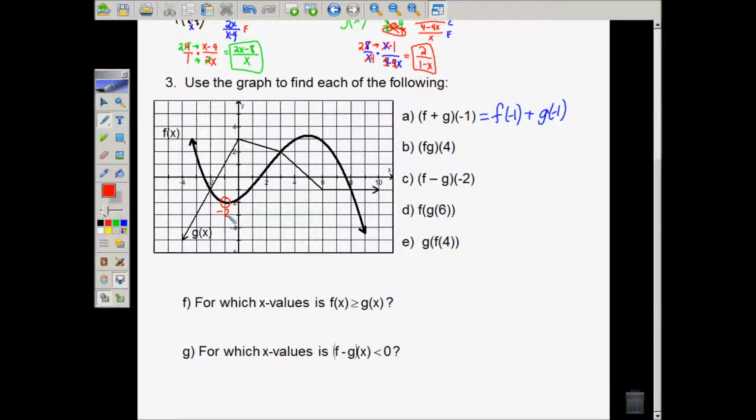Negative 2. Okay? And then I'm going to go to g of negative 1. So I'm going to go to negative 1 again, but this time I'm going to go to the thinner line. So what's g of negative 1? 1. So now I have my values, and I just have to plug them in. So now I have negative 2 plus 1, and what does that give me? Gives me negative 1. That's so much easier. Are we good?